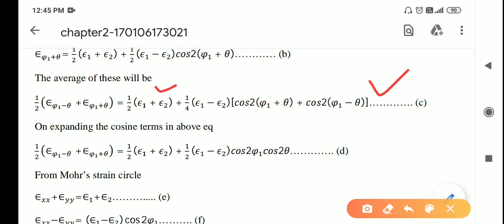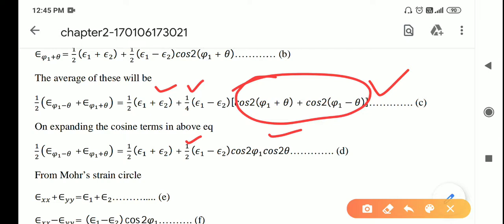So if you expand this cosine term in the above equation, you are going to get cos 2a plus cos 2b, and you can write this as 2 cos a cos b. So that can be written in here. You can see here 1 by 4 is turned into 1 by 2. So it is 2 cos 2 phi 1 cos 2 theta, which is the equation you are going to get in here. That will be written as equation D.